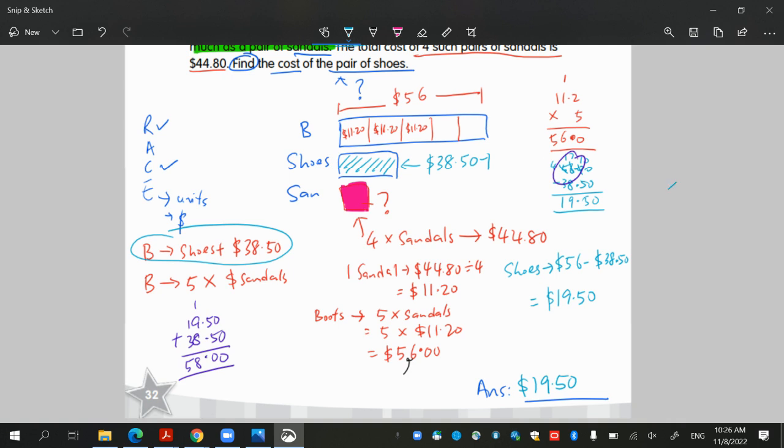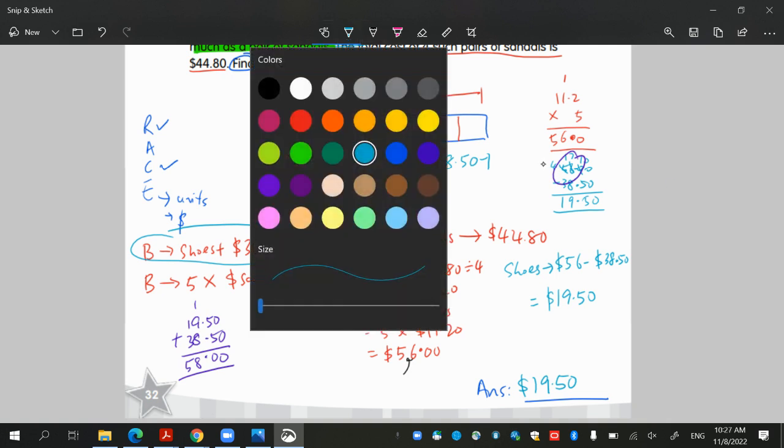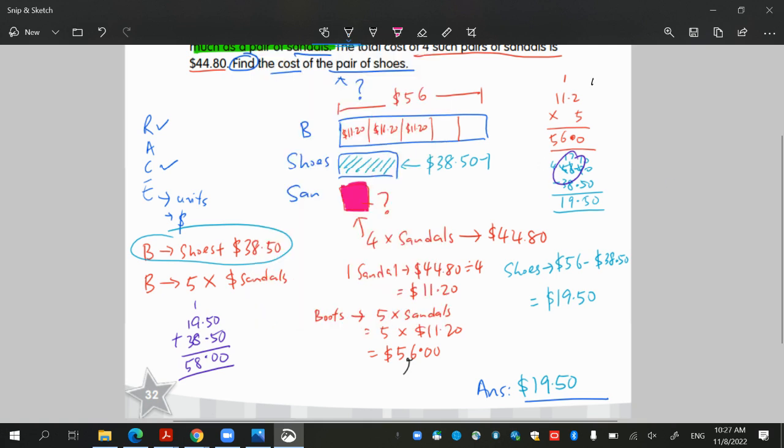So here it should be 56 subtract 38.50. So my regrouping was wrong. So the answer should be $17.50. Thank you.